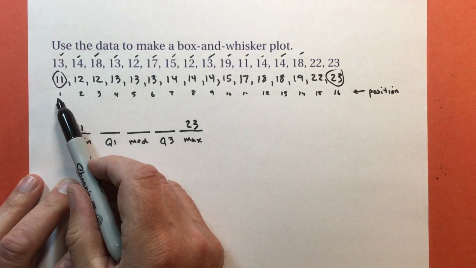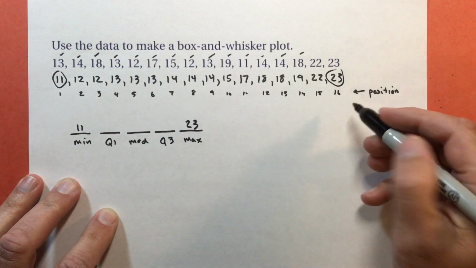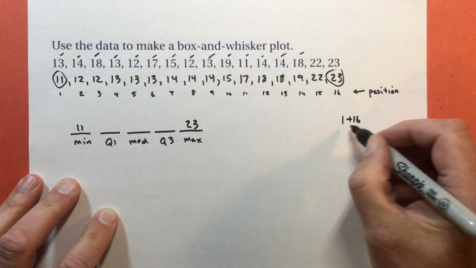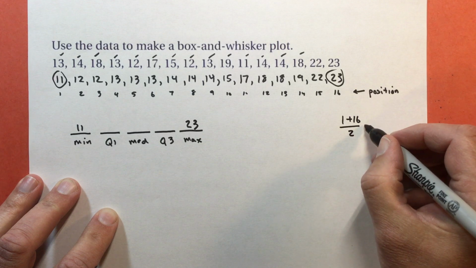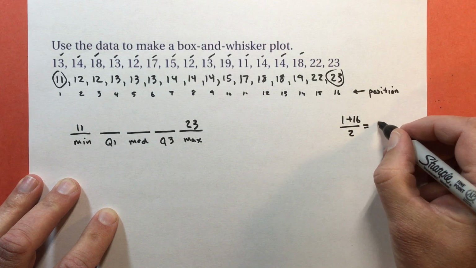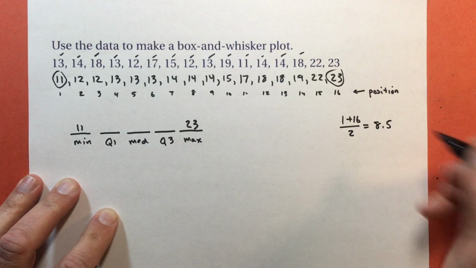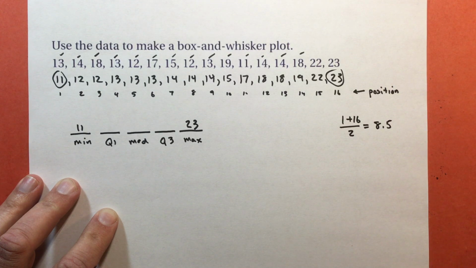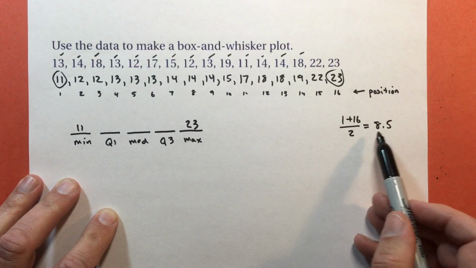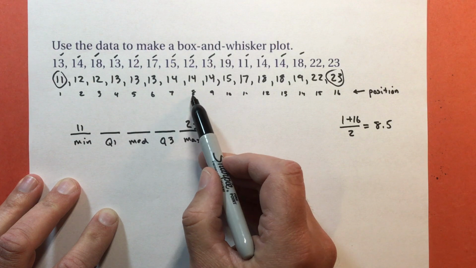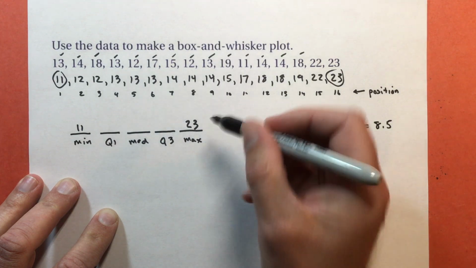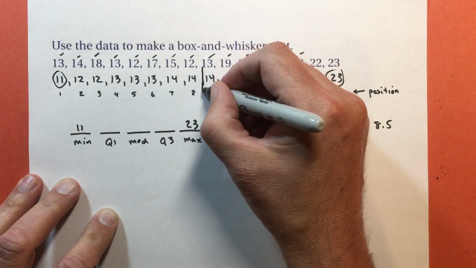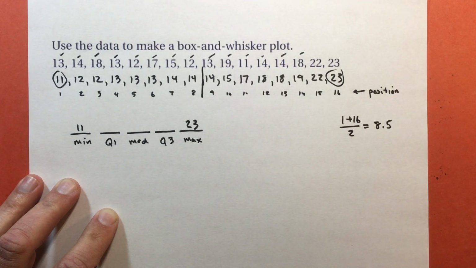What number is going to be between 1 and 16? So I do 1 plus 16, which is 17, and I'm going to divide that by 2. That's going to give me 8.5. So the median is going to be between the 8th and the 9th number. The 8th number is 14 and the 9th number is 14. My median is going to split those two right down the middle.